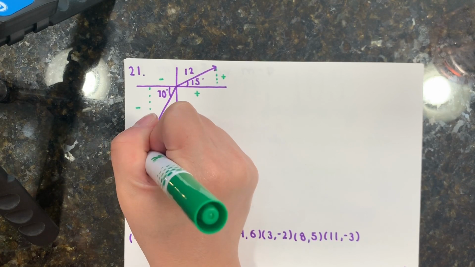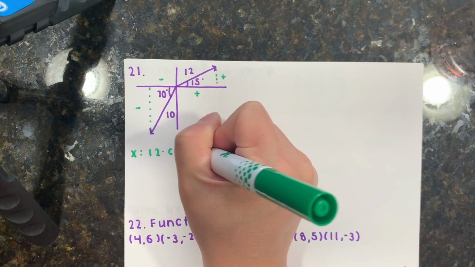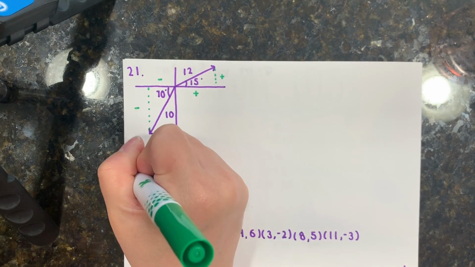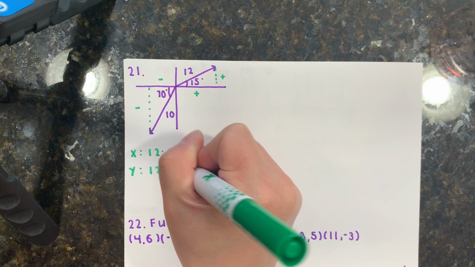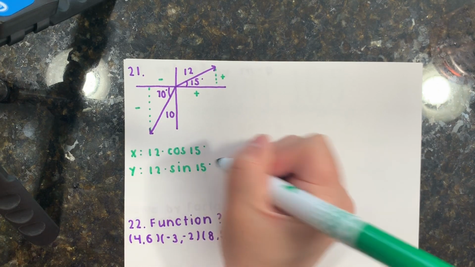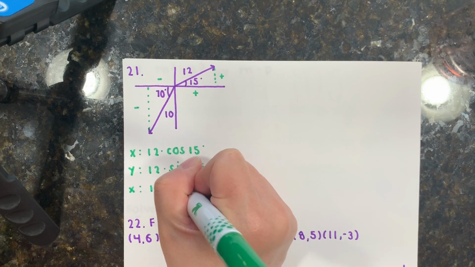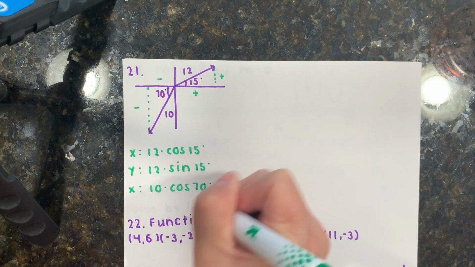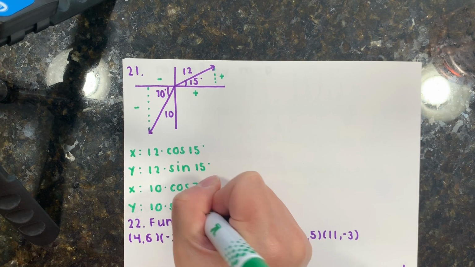Now when I solve for x, I'm going to have slant times cosine of your angle. And for y, you're going to have the slant times sine of your angle. I'm going to do that for both, so that would be 10 times cosine of 70, and then y would be 10 times sine of 70.